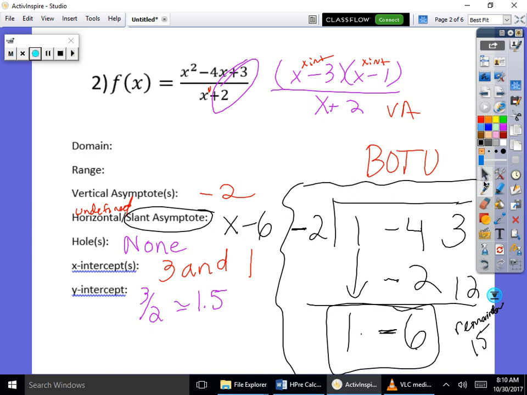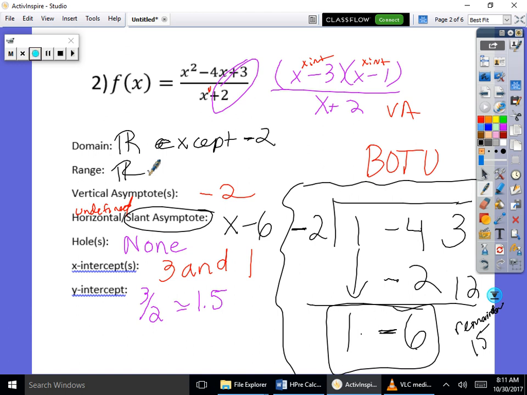Okay. All right. So, domain is everything except for vertical asymptotes and holes. So my domain is all real numbers except negative 2. All right, and my range is going to be all real numbers. We're just going to put all real numbers because it doesn't have a horizontal. We're going to go, for now, yes.